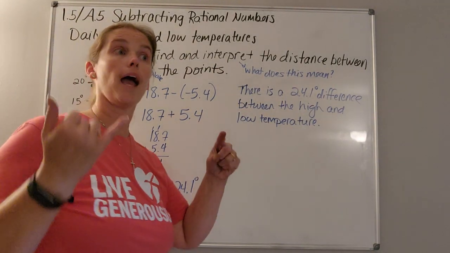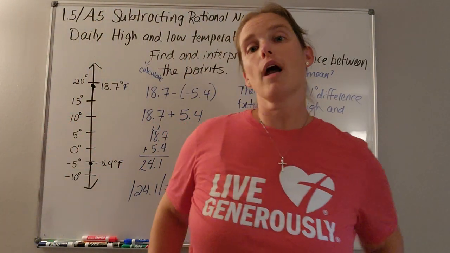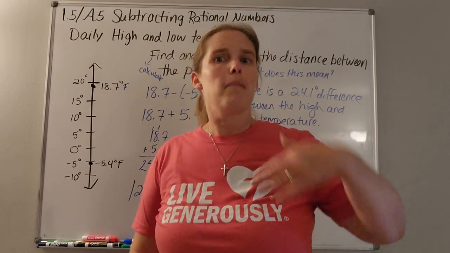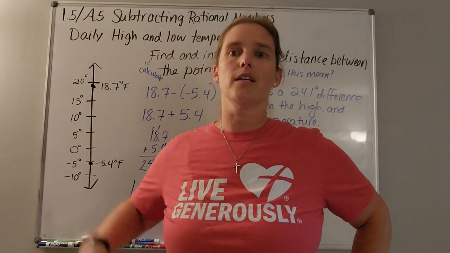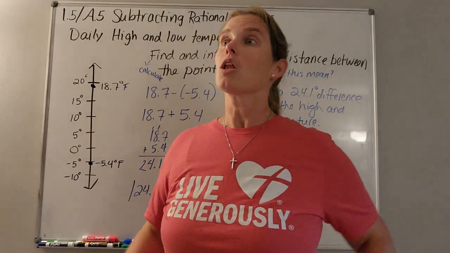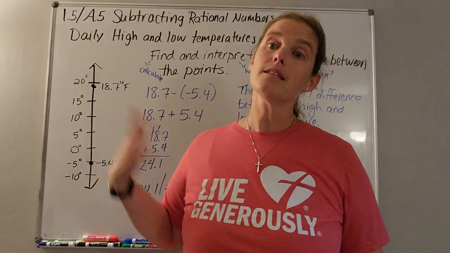Okay, so we have figured out how we can subtract rational numbers using a number line, using absolute values, going back to some of our old rules and seeing how they tied in with subtracting integers and really turned back into addition problems. Looked at finding a distance on a number line and some ways to apply it.